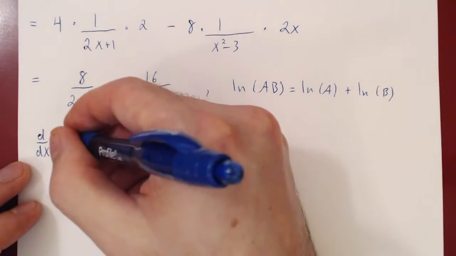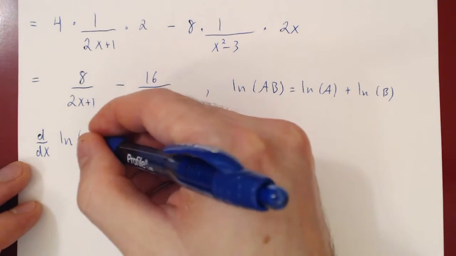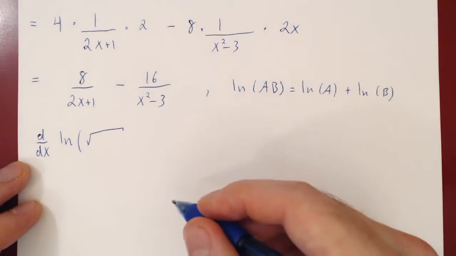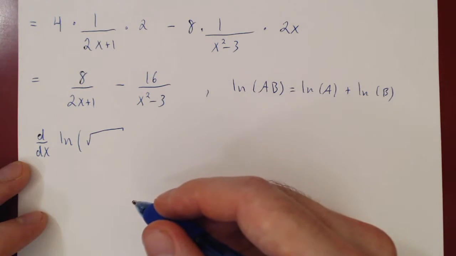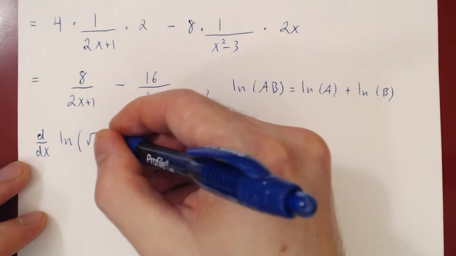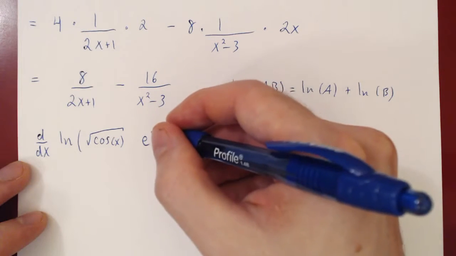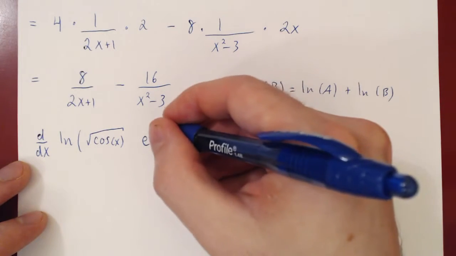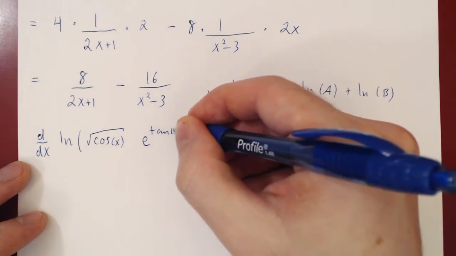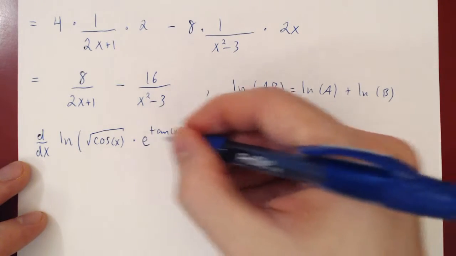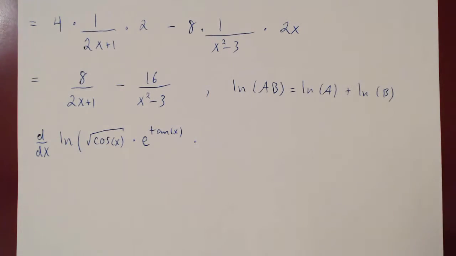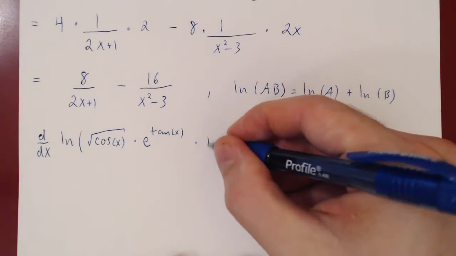So what if we had the ln, and we'll take, say, the square root of, let's go with cos of x, times e to the, let's go with tan of x, times, say, let's go with ln of x. Why not?